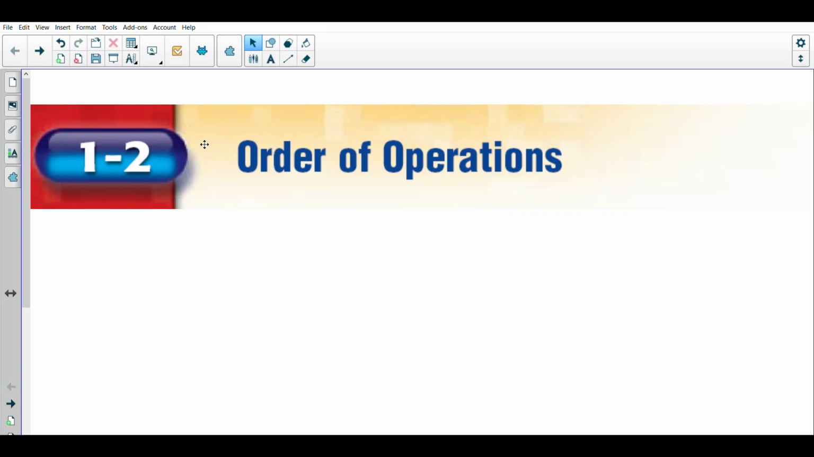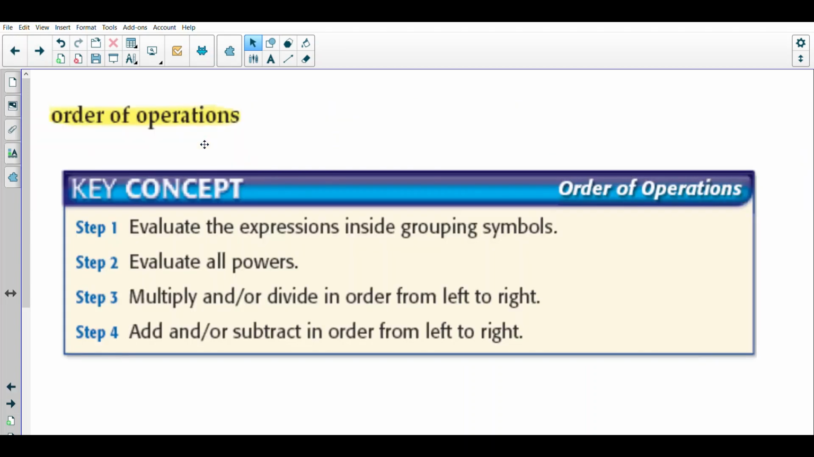In today's video, we're going to look at section 1-2, order of operations. The order of operations is essentially just the order in which we do math. Step 1 is to evaluate the expressions inside the grouping symbols. Step 2 is evaluate all powers. Step 3 is multiply and or divide in order from left to right. And then step 4 is add and or subtract in order from left to right.